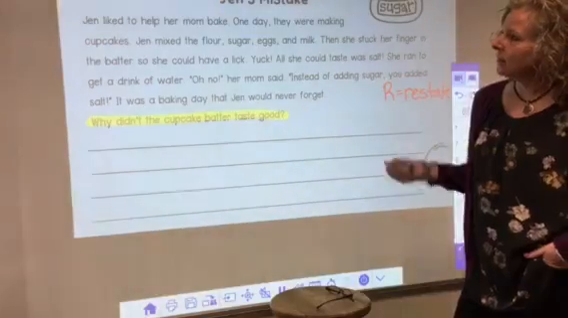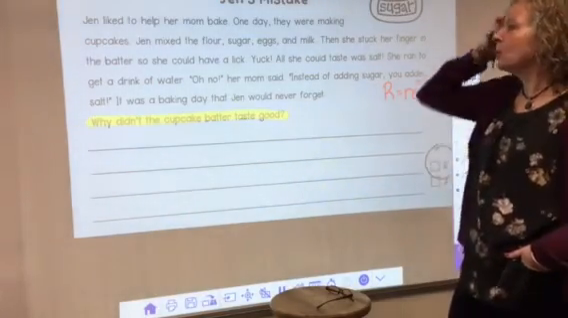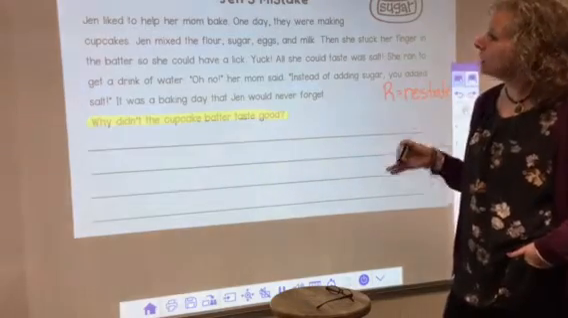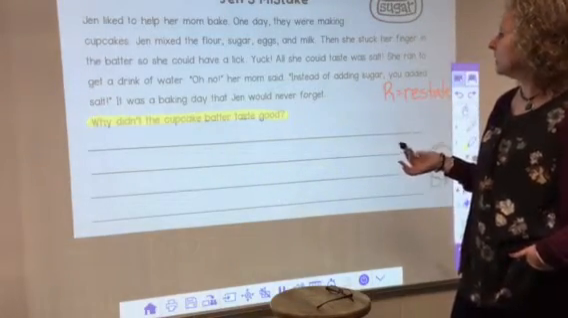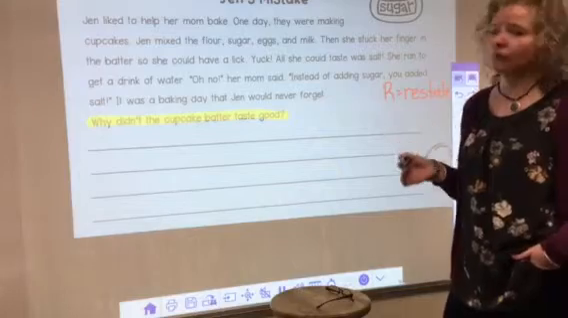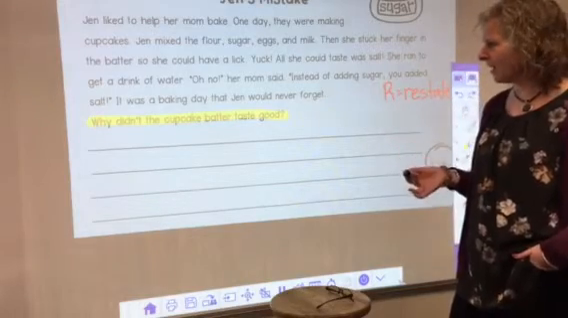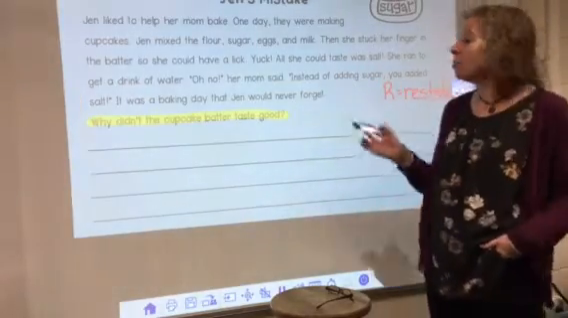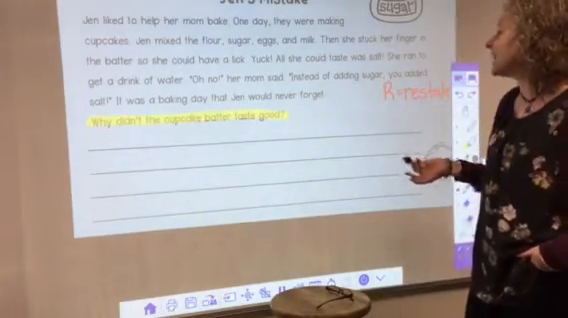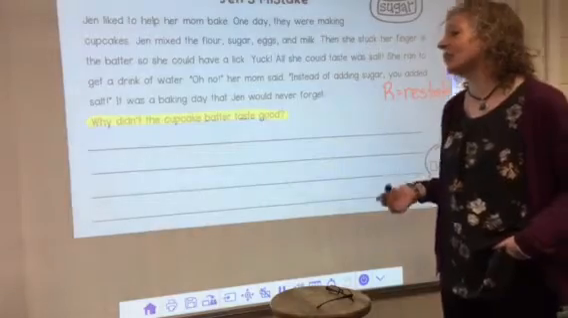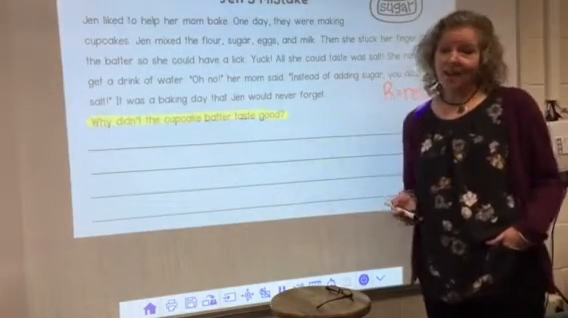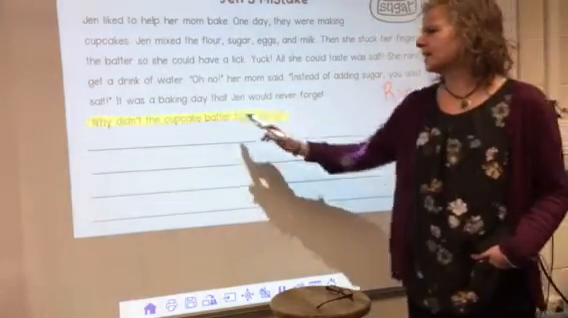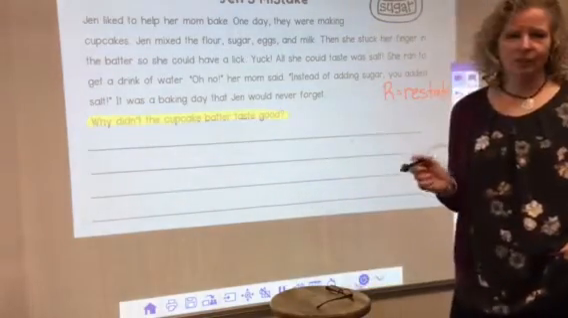Jen's Mistake. Jen liked to help her mom bake. One day they were making cupcakes. Jen mixed the flour, sugar, eggs, and milk. Then she stuck her finger in the batter so she could have a lick. Yuck! All she could taste was salt. She ran to get a drink of water. "Oh no," her mom said. "Instead of adding sugar, you added salt." It was a baking day that Jen would never forget. Why didn't the cupcake batter taste good?